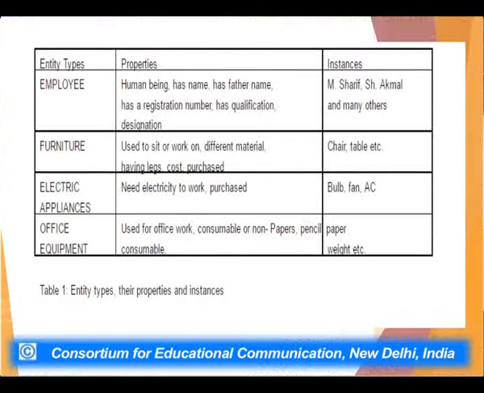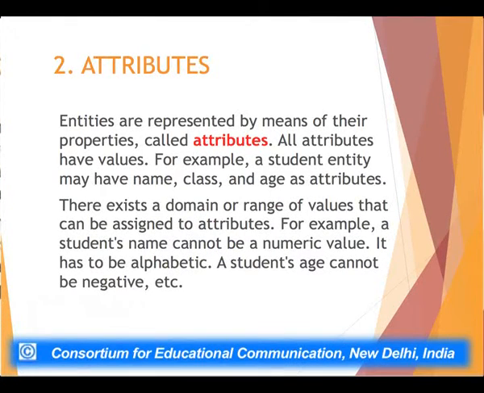So, different entities have different attributes, like an employee will have name, father's name, etc. Then if furniture is the entity, then it will have the cost, purchase date, type or make and so forth. So, different entities have different attributes. Now, entities are represented by means of their properties called attributes. All attributes have values. For example, a student entity may have name, class and age as attributes.